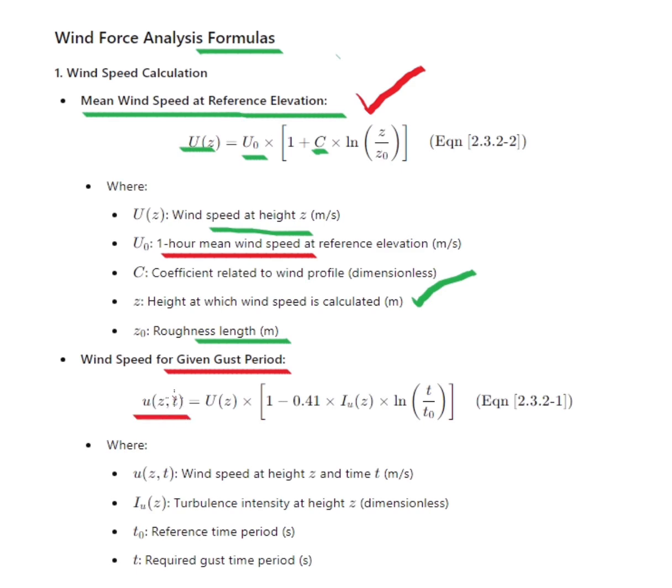Here z is elevation, T is the time period. Uz is the wind speed at height z, with a factor like 1 minus 0.41 times I_Uz times the logarithm of T by T naught. I_Uz is the turbulence intensity at height z. So we need to see this turbulence intensity also. T naught is the reference time period and T is the required gust period. And I_U is the turbulence intensity at height z.